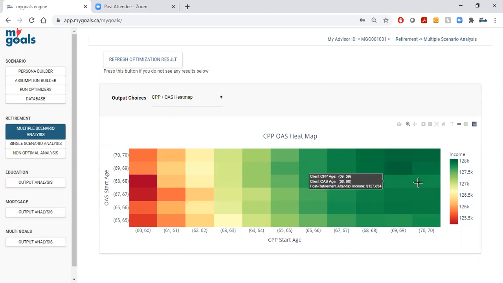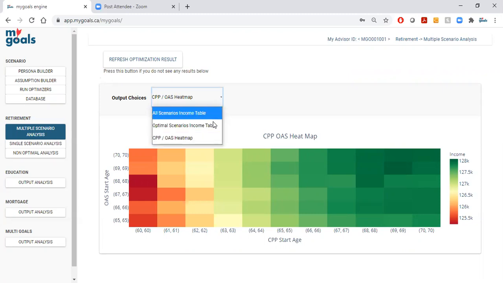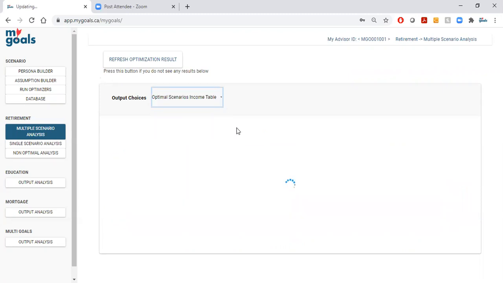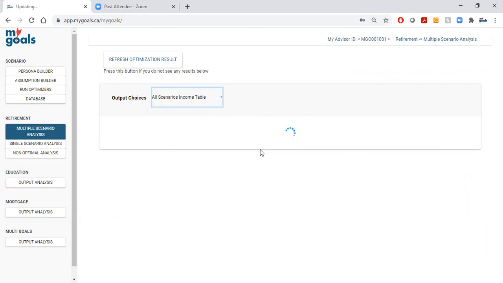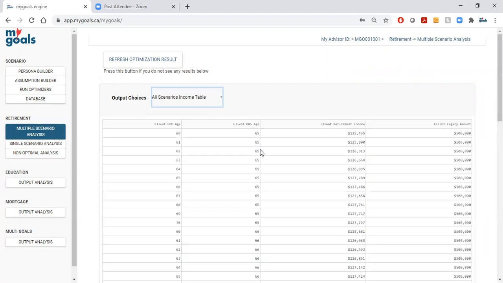And what we do is you can traverse between different combinations of when to take CPP and OAS, between 65 and 70 for OAS and 60 to 70 for CPP. And very quickly, you can go through with your client multiple scenarios. Also in this, you can see very quickly this is the actual optimal as well, 69.69, and that 128,082. And we display all of the combinations in this all scenarios income table, okay, that we visualized in the heat map. Let's move over to the single scenario analysis and dive a little deeper into what's going on under the hood.